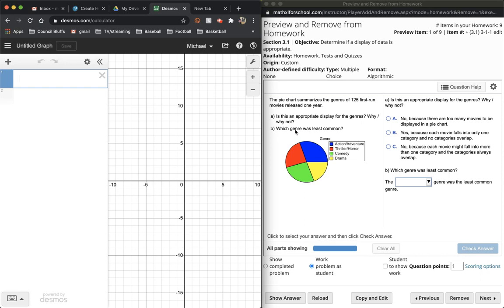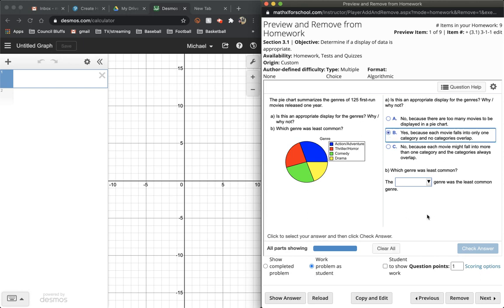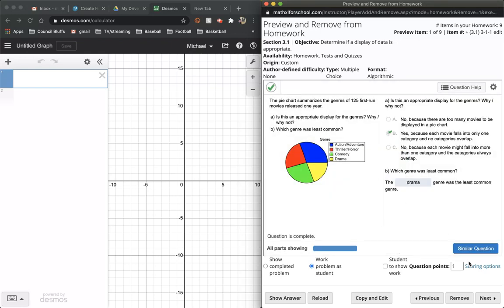And if you look back in your notes from chapter 2 and 3, you'll notice that for categorical data, one of the possible visual displays of categorical data is pie charts. So the answer to this question is yes. And the only one that says that is B. Which genre was least common? Obviously, in a pie chart, that's going to be the smallest slice of the pie. In this case, that's the yellow, which is going to be the drama category, the drama genre. All right, and that is it for number 1.